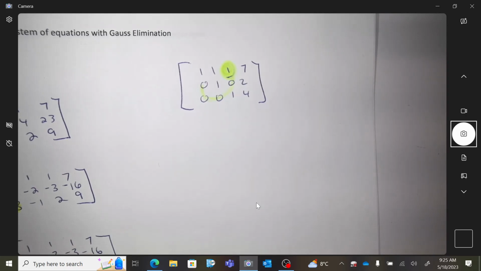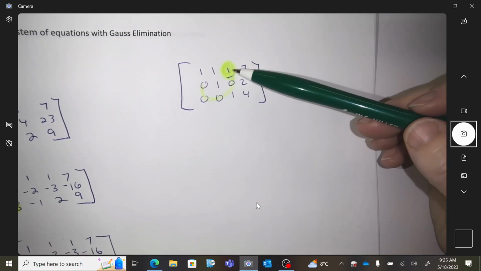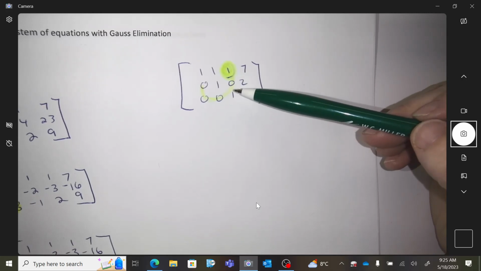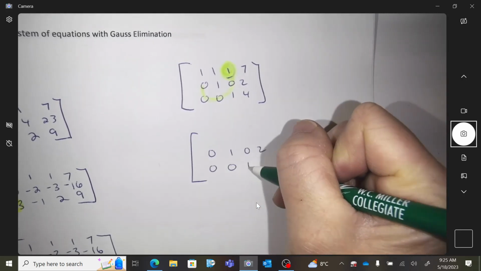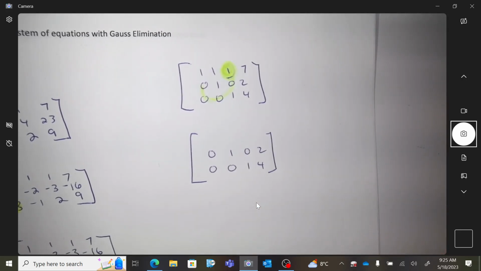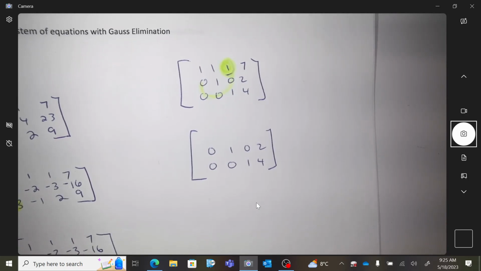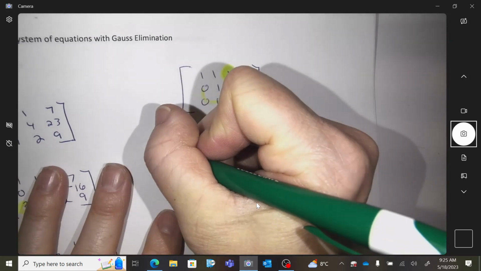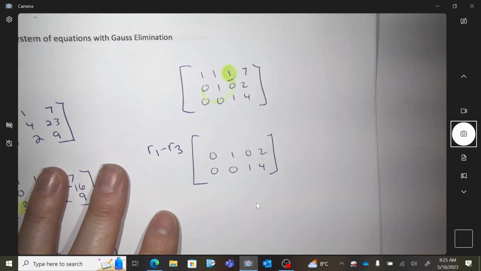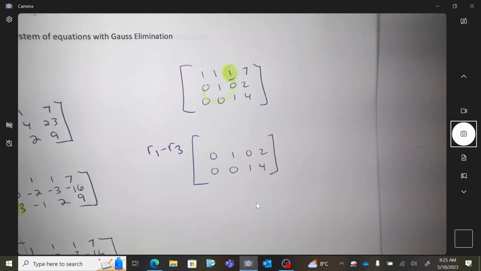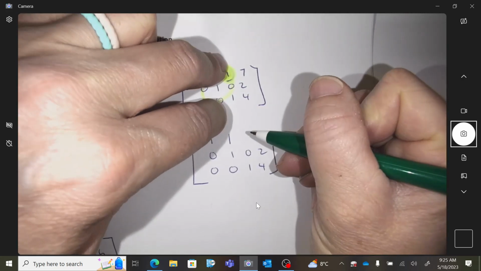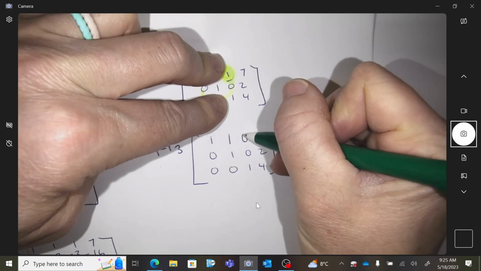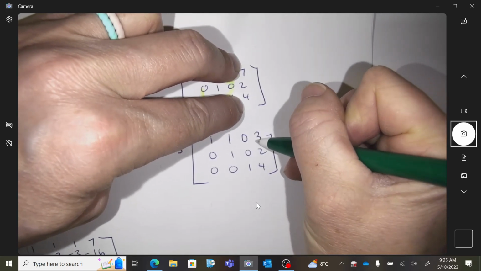Which line do you have to put it with to 0 it out? The third, right? So copying the bottom 2 rows because we're actually done with the bottoms. Completely done with the bottoms. Okay, I'm going to do this. Row 1 minus row 3. So 1 minus 0 is 1, 1 minus 0 is 1, 1 minus 1 is 0, 7 minus 4 is 3.